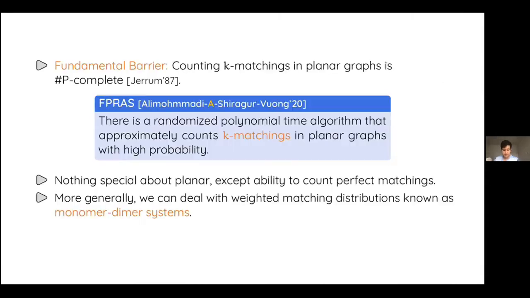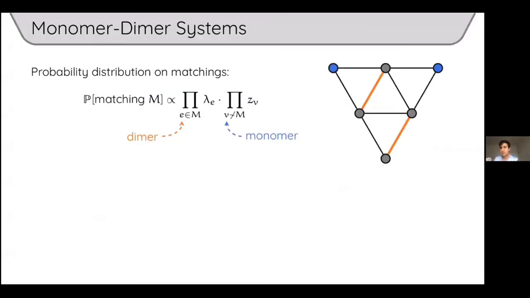More generally, we can also deal with weighted counting of matchings, and let me describe what that is. That's often known as the monomer-dimer system. A monomer-dimer system is a weighted distribution on the set of matchings of a graph. The way this weighting is defined is you have a weight for every vertex, called the monomer weight, and a weight for every edge, called the dimer weight. And a monomer-dimer configuration is just a matching, a set of edges that are not adjacent to each other.